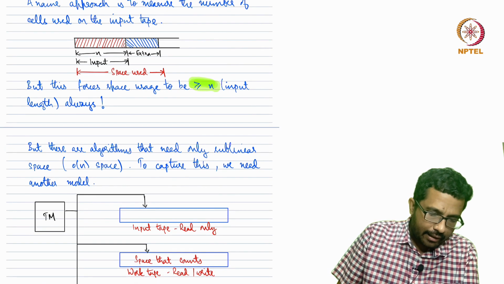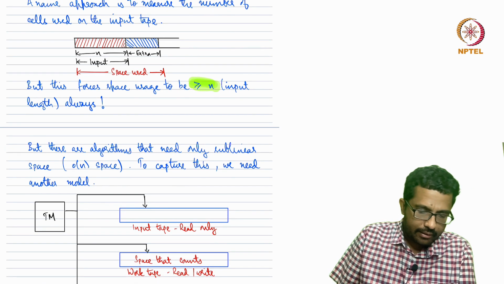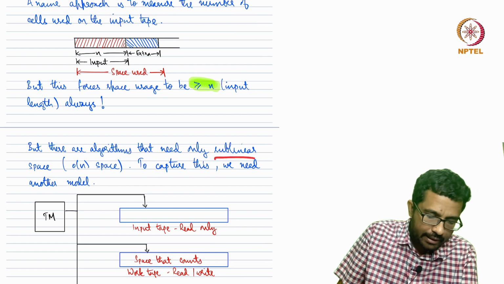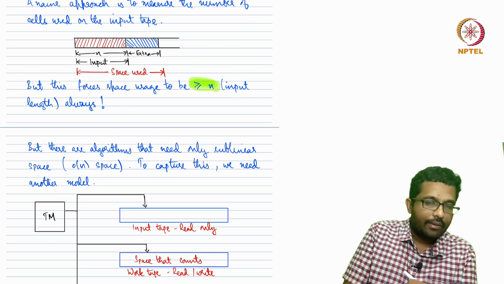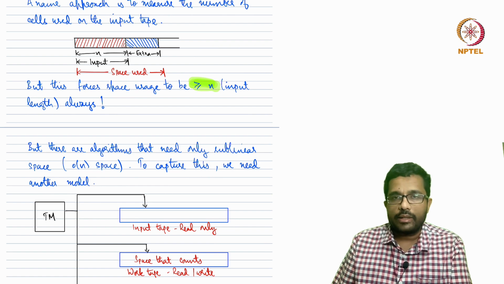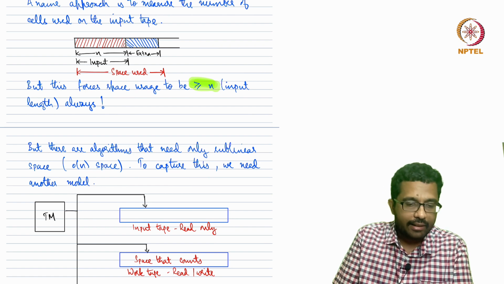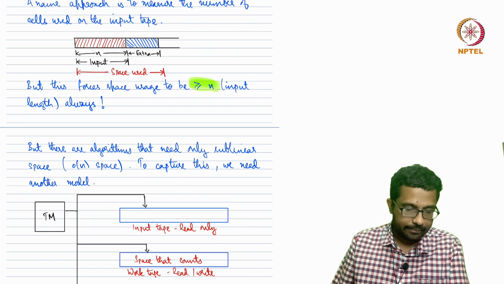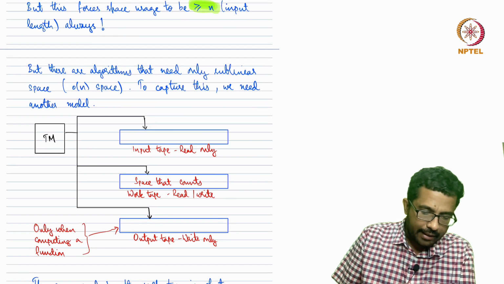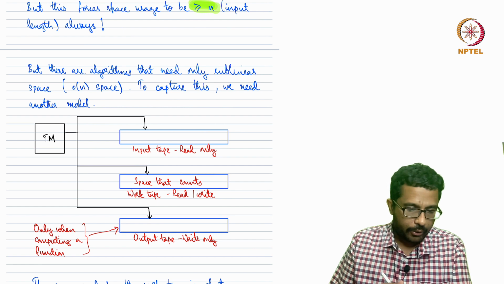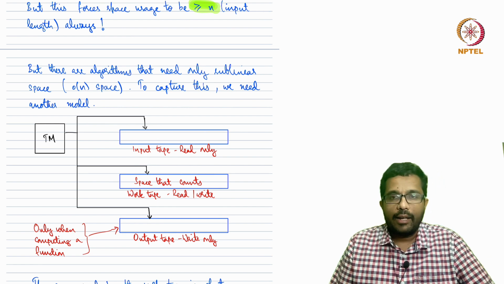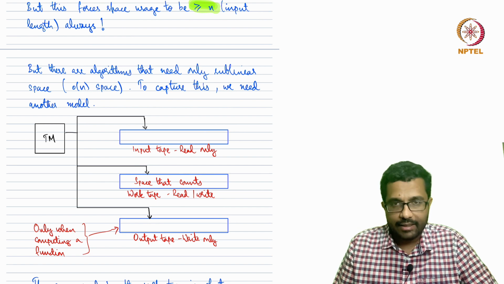So as I said, this model has an issue because there are problems which require only sublinear space. Sublinear means little-o of n space, right? Like let's say log n space or square root n space. But then this model will force us to use at least order n space, right? So we will change the model. The model is the following. This model will be more accurate and more faithful in terms of how much extra space is required.